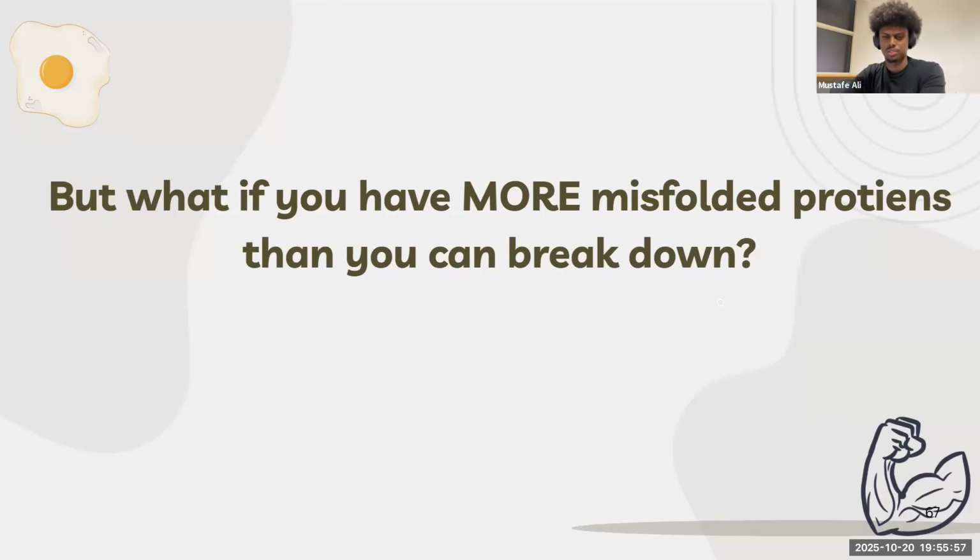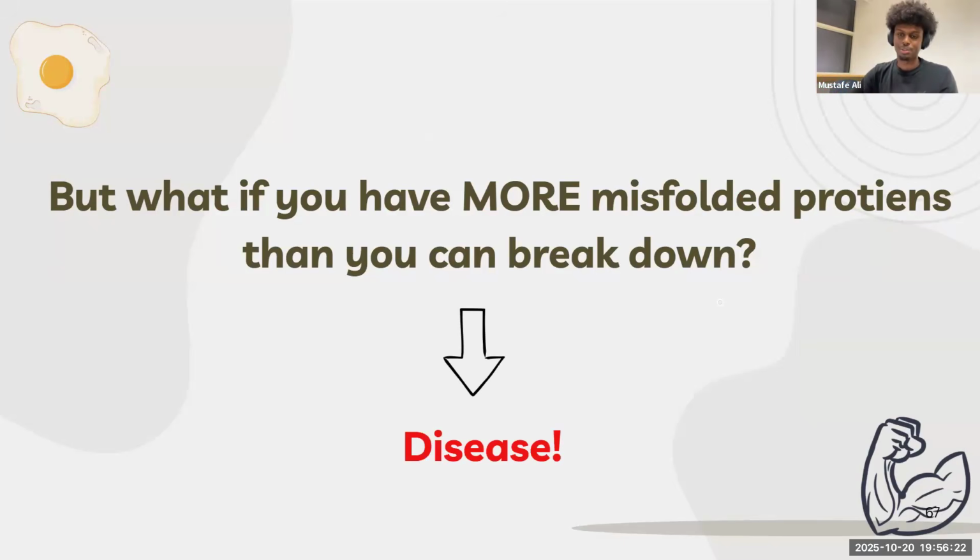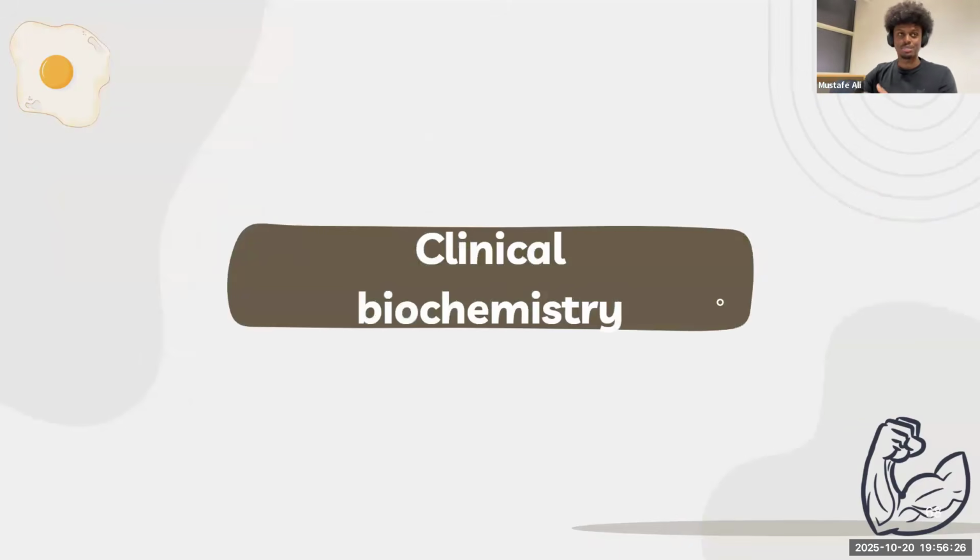But I have another question for you guys. Let's say that the ubiquitin proteasome system is trying to break down all of the misfolded proteins inside of our body. It's getting to work. It's working really hard. But there are just too many misfolded proteins present. There's too many. What will happen? It's working as hard as it can, but it cannot work enough. To be simple, what happens is disease can occur. Okay? And this brings us to our next topic being clinical biochemistry.